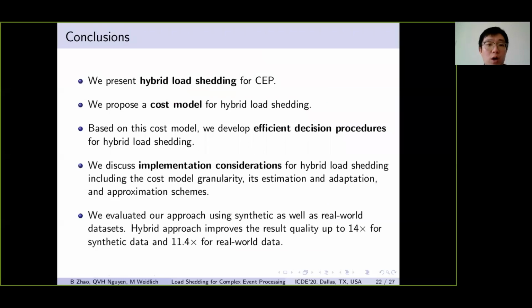We now conclude our work. First, we present hybrid load shedding for complex event processing. Second, we propose a cost model for hybrid load shedding. Thirdly, based on this cost model, we develop efficient decision procedures for hybrid shedding. Next, we also discuss implementation considerations, including cost model granularity, its estimation and adaptation, and approximation approaches. Finally, we evaluated our approach using synthetic as well as real-world datasets to prove its efficiency and effectiveness.